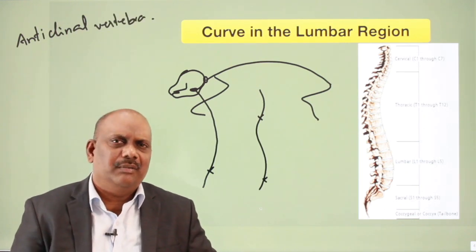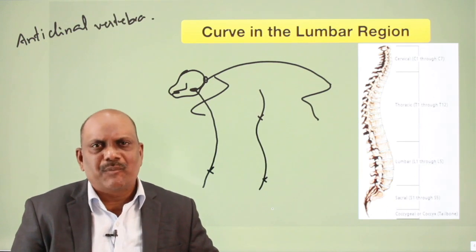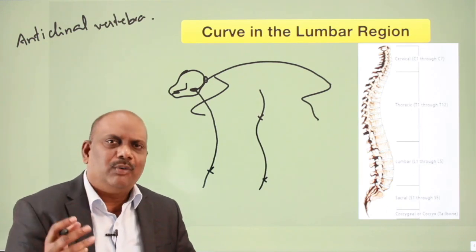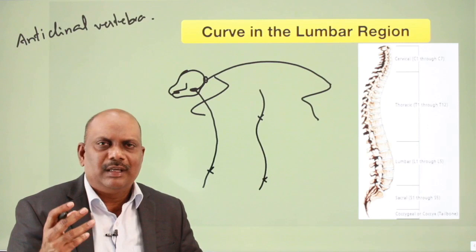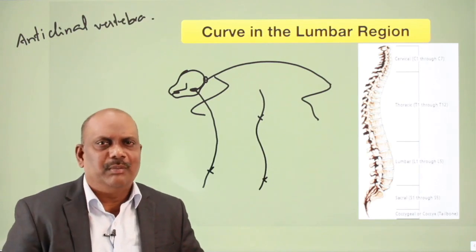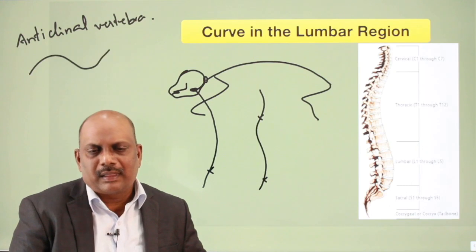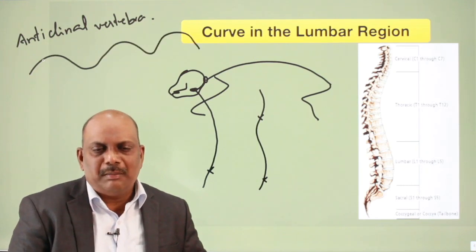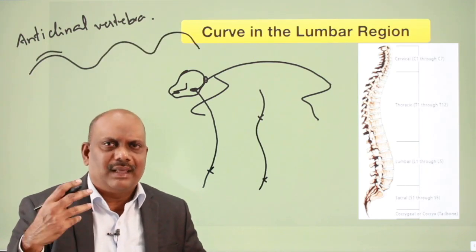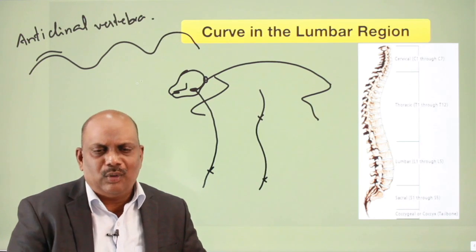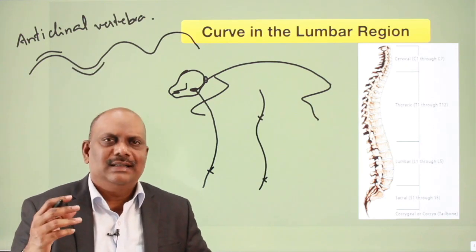What is that anticline? In geography you might have read about fold mountains. The Himalayas are an example of fold mountains. In fold mountains, the upstanding portions are called anticlines and the low-lying portions are called synclines.